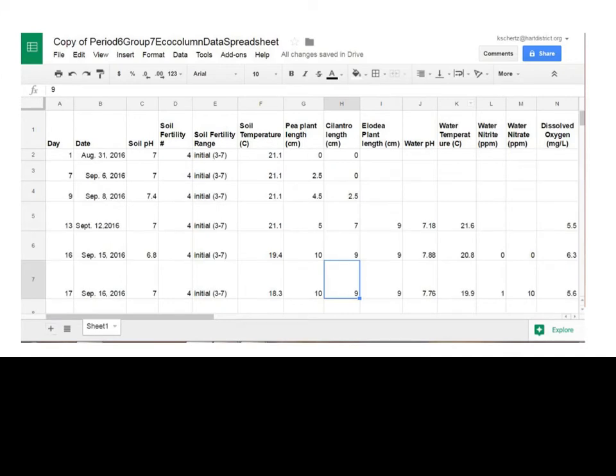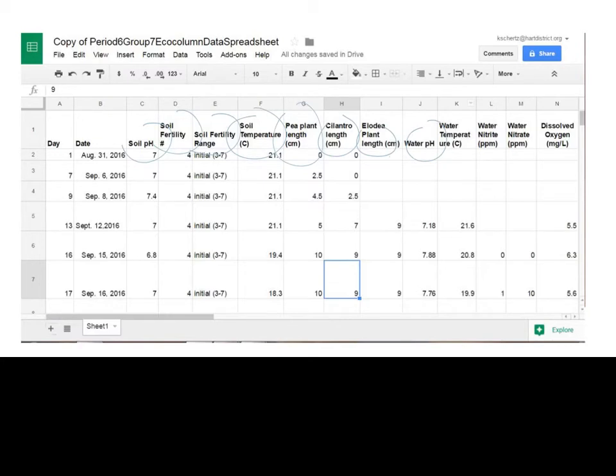Here is an example of one of my groups this year, period 6, group 7. This is their spreadsheet data. This is not the full data. The next slide shows you more. So you can see all of the things that we measure every single time we go into lab, except we don't take these ones yet.